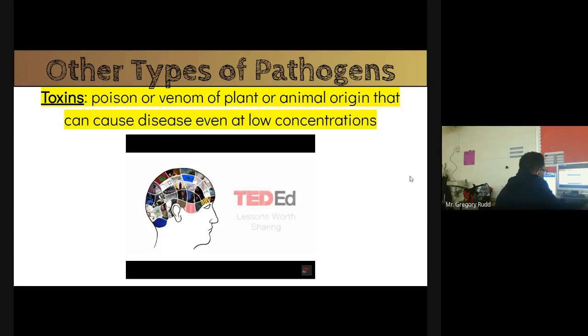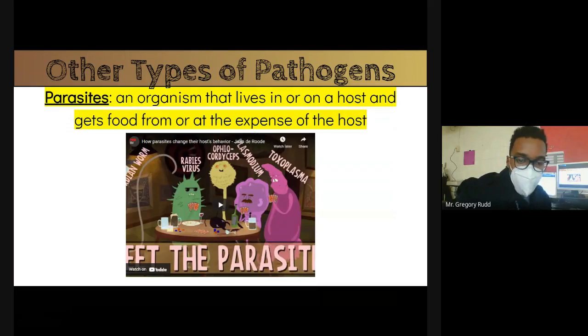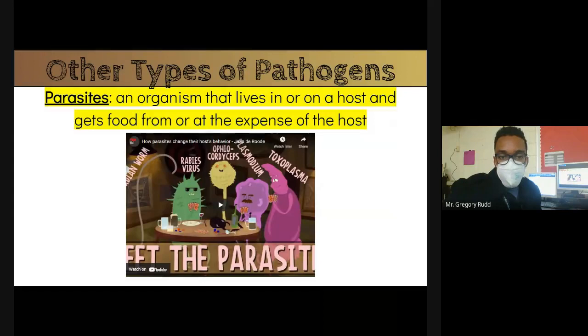Okay, last type of pathogen is a parasite. Parasites are organisms that live in or on a host and that get their food from, and sometimes at the expense of, the host. Of course, some are worse than others. Some parasites literally just use their host to find other sources of food. Some parasites take the food from the host. There are parasites that live inside the human digestive system, and people feel like they're eating, but they're rapidly losing weight. That's because the parasite is actually taking all the nutrients from the food and the water as well. So quite dangerous. Again, I'm going to play the video while you guys write.